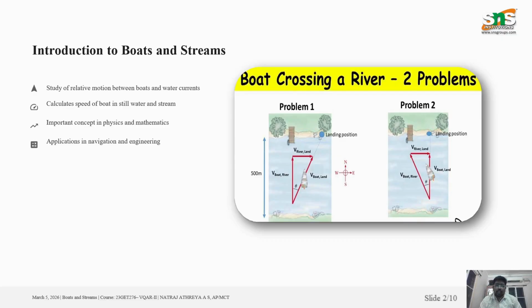So, to find out where the boat has to land and from which position it is, it will involve some amount of physics and trigonometry in mathematics as well. It calculates the speed of the boat in still water and stream. The important concepts we'll need to solve these problems are physics, directionality, and mathematics, and we have to apply trigonometry, engineering, and navigation in this.